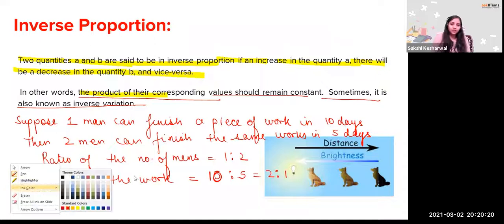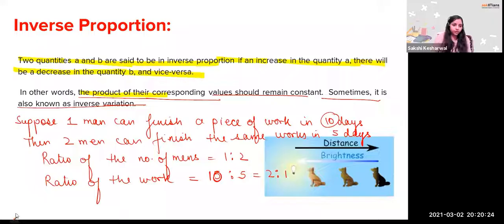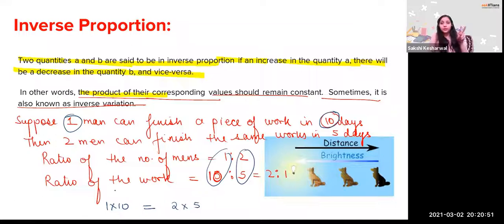I think it's too much for you, but try to understand, right? So just see this. Take 1 man and 10 days, and multiply: 1 into 10. And if you multiply this into this, that is 2 into 5, which equals 10. That is what it is talking about. The product remains the same.